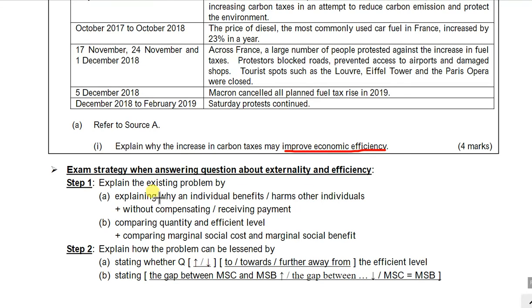The first is you have to explain what problem we have at the beginning, without the increase in carbon taxes. The second step is that you need to explain how the problem can be lessened or solved. So these two things are something you need to do to answer this question. Then for step one, how to explain the existing problem.